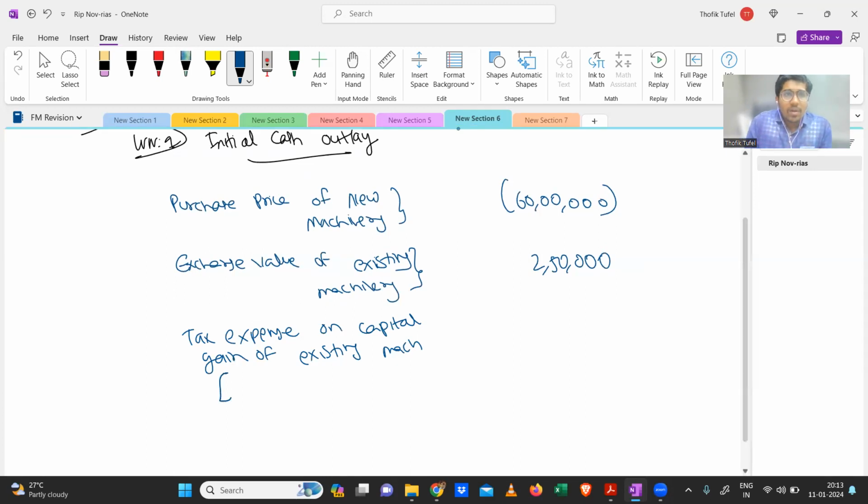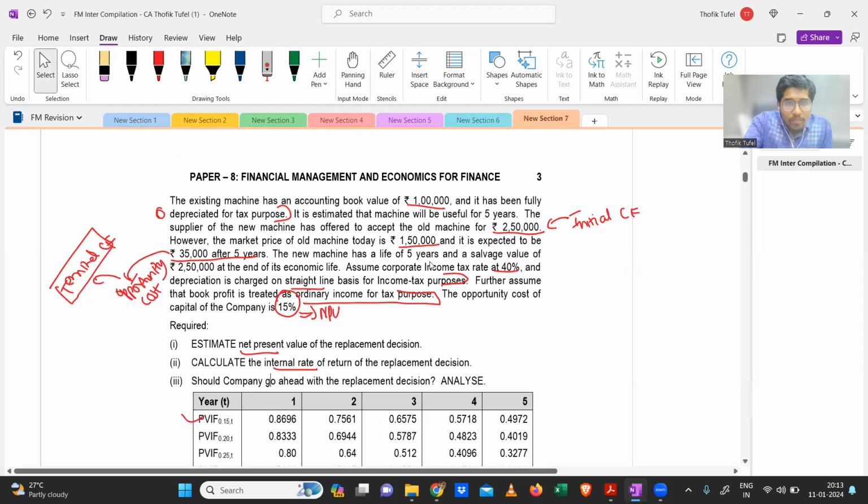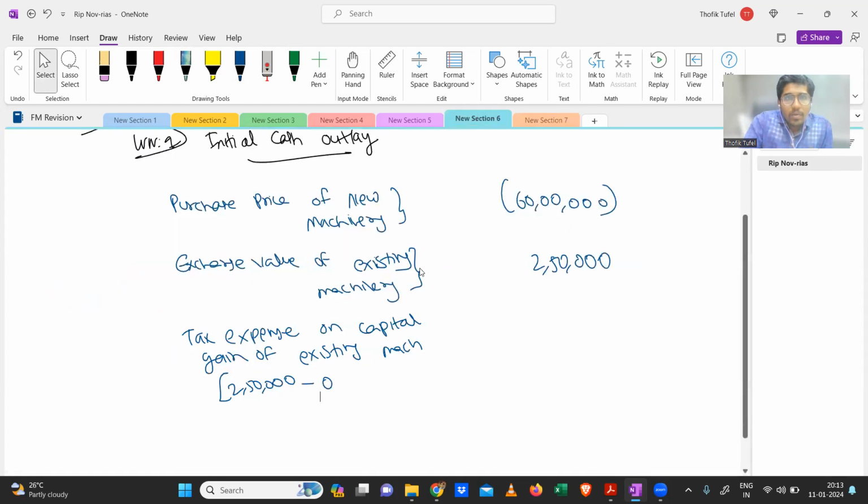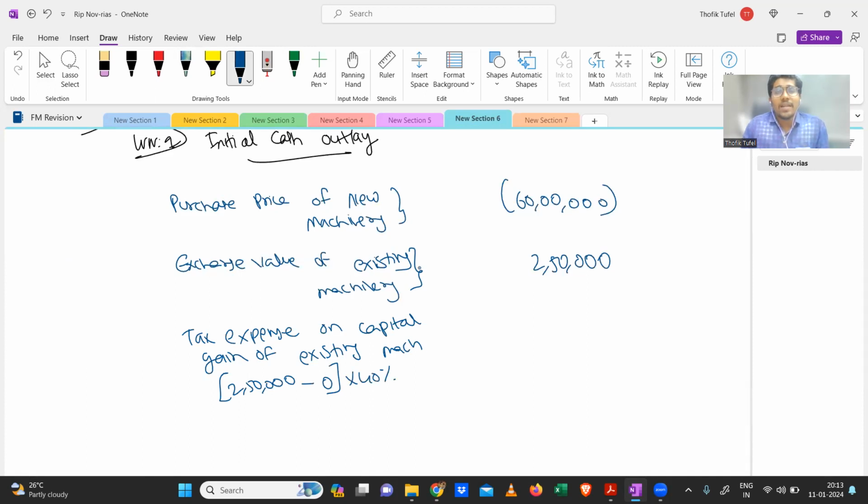So what is my profit? Sale value minus the book value. What is my sale value? 2,50,000 rupees. What is my book value? My book value as per income tax is 0. Don't take the 1 lakh accounting book value. So my book value is 0, into 40% is the tax that I have to pay. So 2,50,000 into 40% is 1 lakh. I'm putting it as outflow because I have to pay. It is a tax expense. Had it been a loss, then I would have a tax benefit, which becomes an inflow.